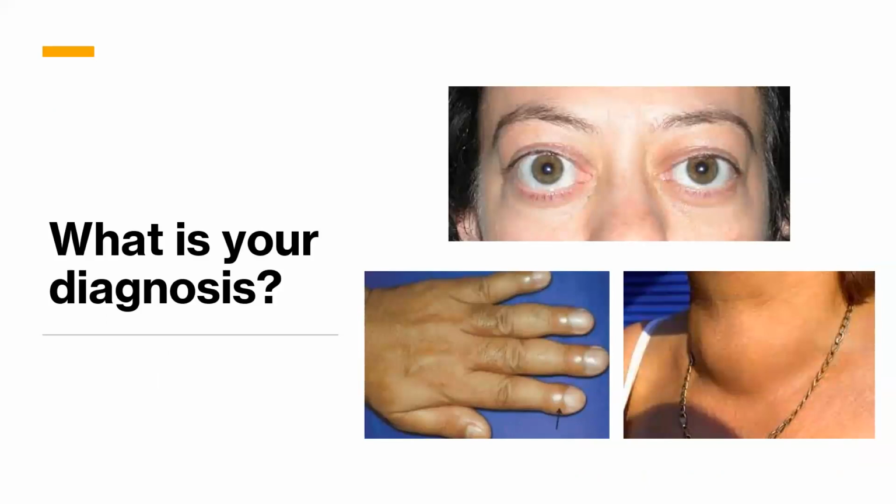So in our case, let's say when you examine the patient, you see that there's exophthalmos, there's goiter and thyroid acropachy. What is your diagnosis in this case?